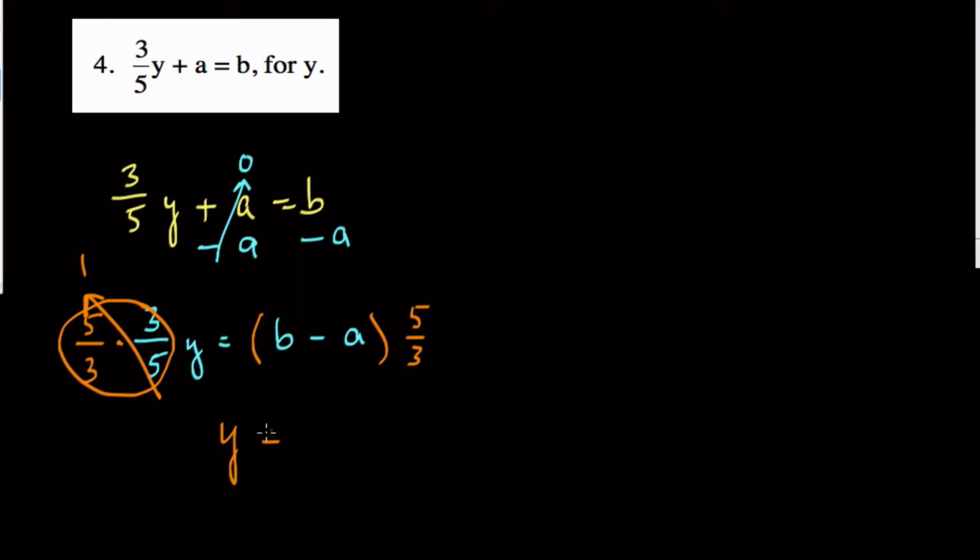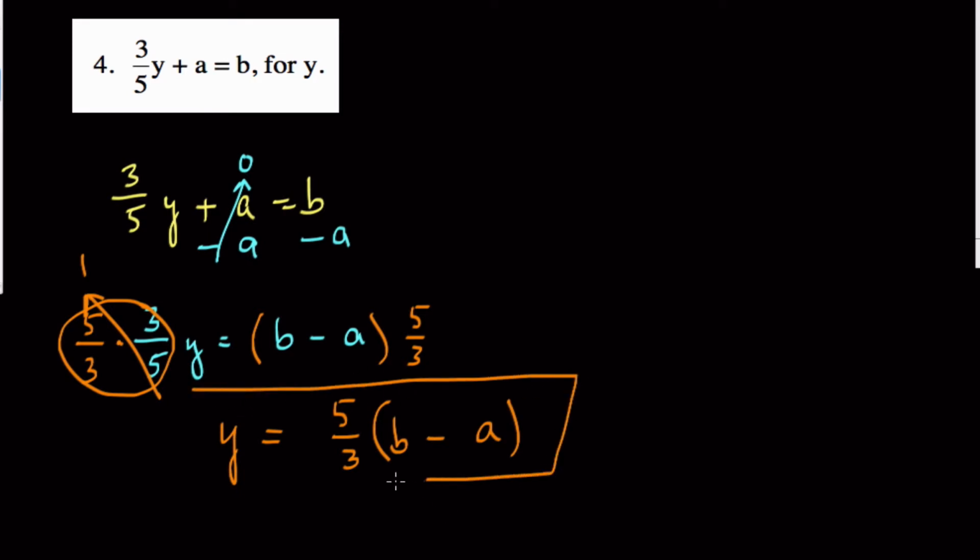What a lot of students will write as their solution is this, and this is not right. This is showing that the 5/3 is just being multiplied by the b, but you can't. You have to multiply it by the entire right side of the equation. So make sure that you show that you're doing that. You can just use parentheses.